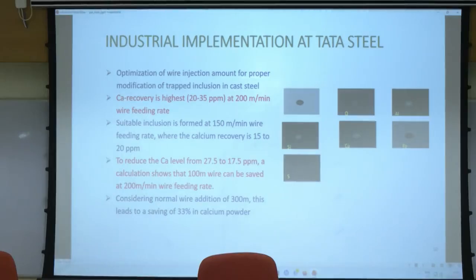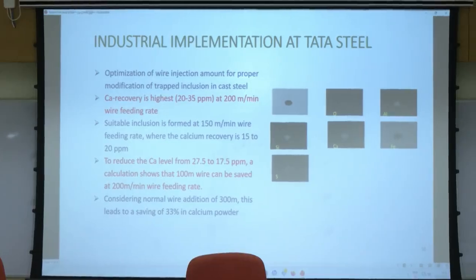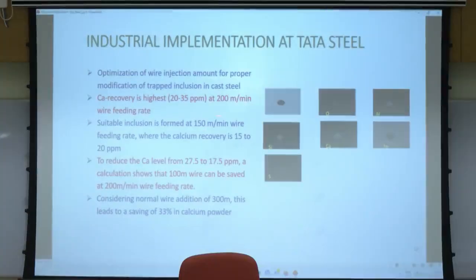The perfect sulfide. So we found that this type of inclusion can be obtained at 150 meter per minute, which is below the speed of 200 meter per minute when recovery is maximum. For a particular wire addition, calcium recovery is 20 to 35 percent at 200 meter per minute, but for making the proper inclusion, we need 150 meter per minute.